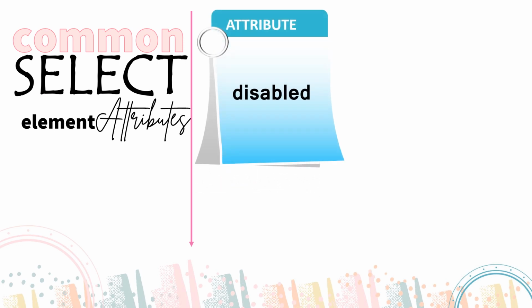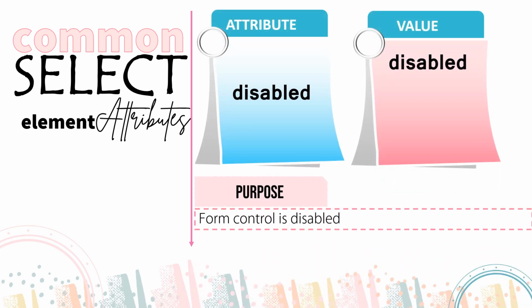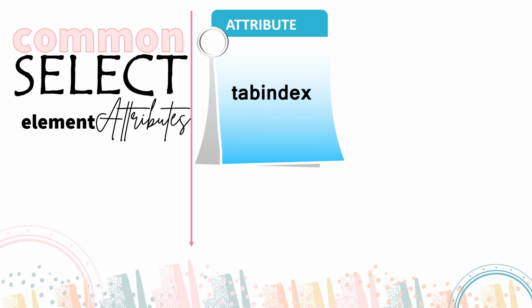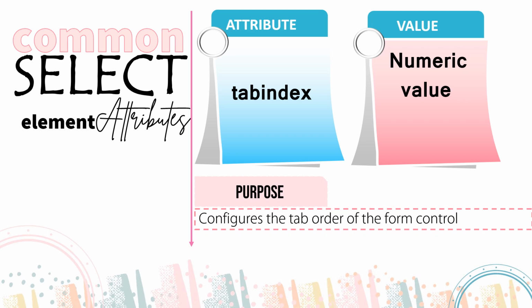The disabled attribute, its value will be disabled. The purpose: the form control is disabled. The tabindex attribute, its value is a numeric value. The purpose: it configures the tab order of the form control.